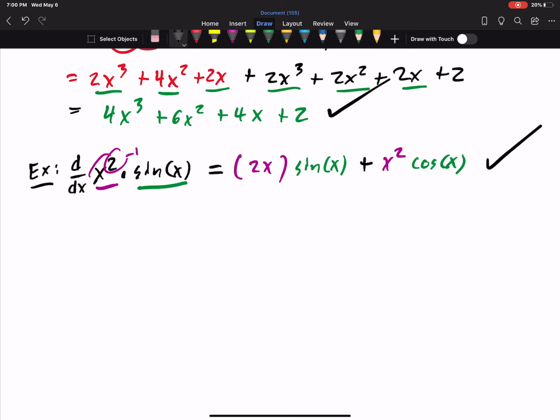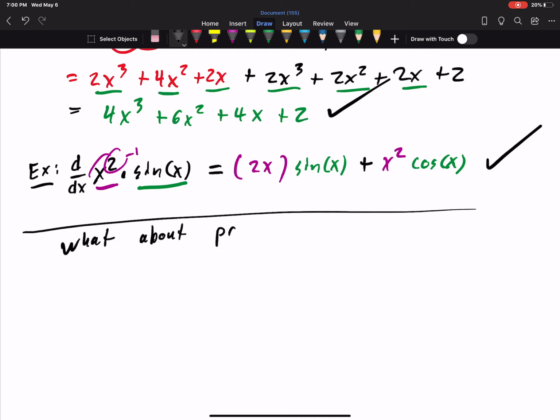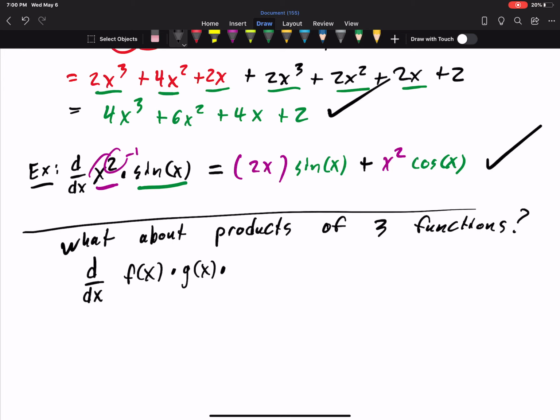Okay. Let's go through something that's also kind of important. What about products of 3 functions? That's a very valid question. So what if I wanted to say, take the derivative of f of x times g of x times h of x? What do I do when I have 3 things being multiplied?